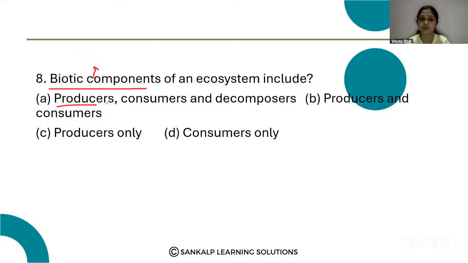Option A, producers, consumers and decomposers. Option B, producers and consumers. Option C, producers only. Option D, consumers only. So here, the biotic components of the ecosystem: yes, producers, that is correct. Consumers are also a biotic component of the ecosystem, and decomposers, yes, they are also a biotic component. So here we can consider option A is the correct answer. Producers, consumers, decomposers are the biotic components of the ecosystem.